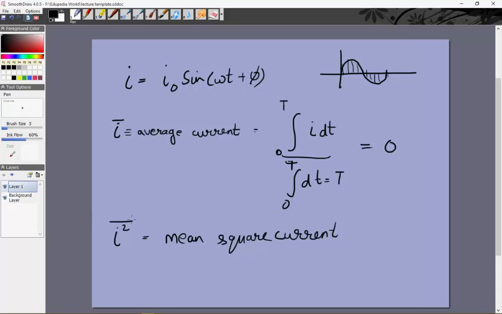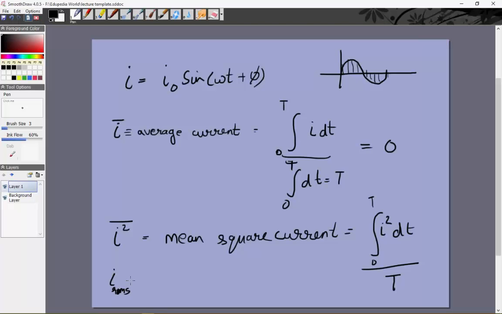Right, so I square bar is called the mean square current, and the definition of this will obviously be integral from 0 to capital T I square dt by T, or this term here. So instead of taking the average of I, which will be 0 because it can be positive or negative both, we take the average of I square, that is obviously non-zero. We'll calculate that in a second, but the most important term is called IRMS.